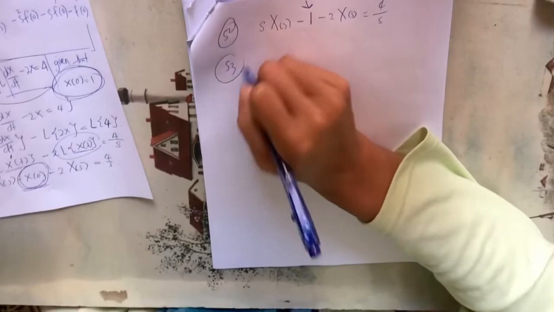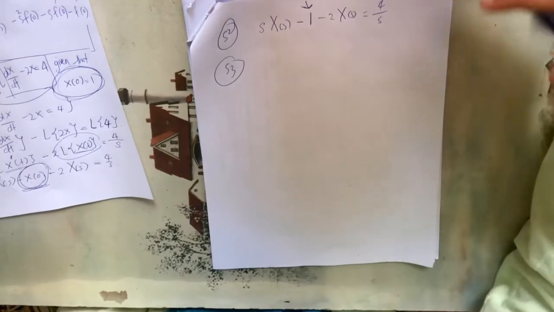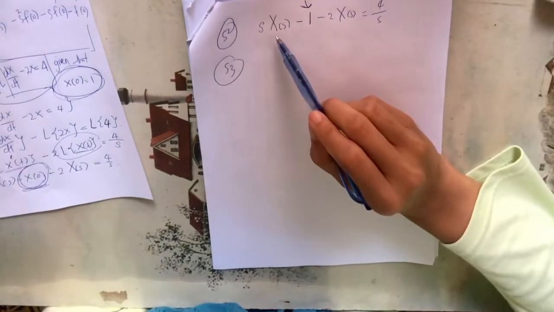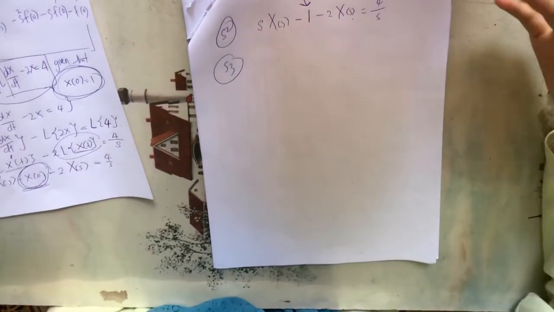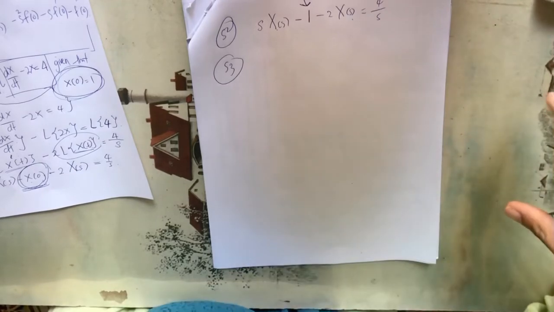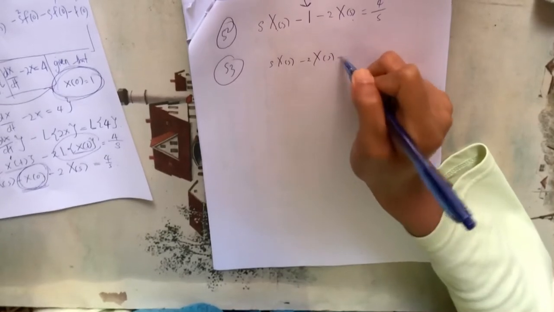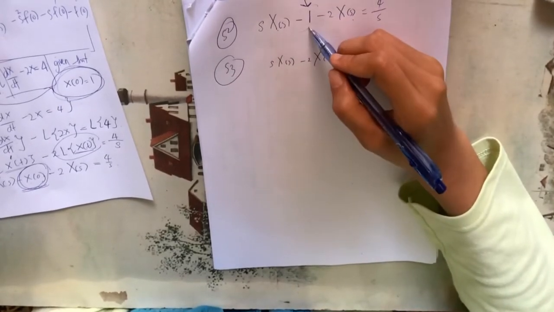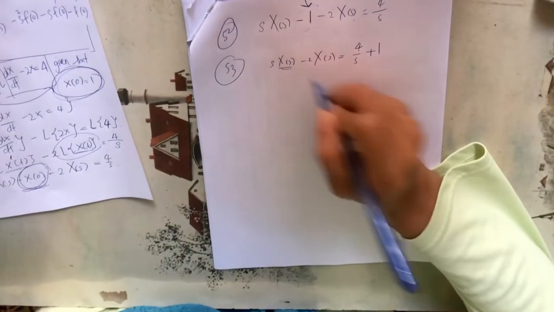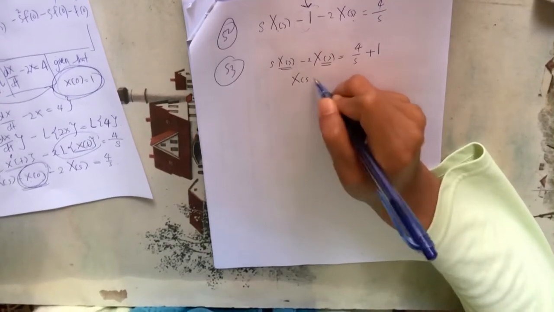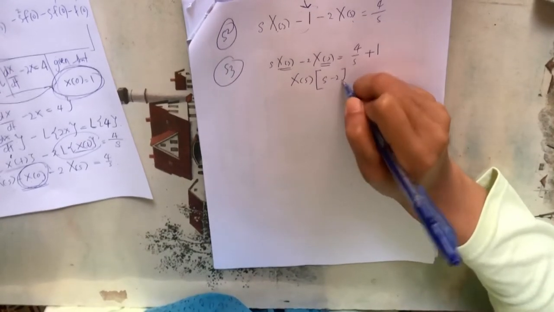Step number 3 is rearrange the Xs. Now it's not Fs, it's Xs. So we rearrange. You can see that this is Xs, this is Xs, this is constant. So I will rearrange this equation: 4 over S here, and then this constant I will bring to the right hand side, it becomes plus 1. Then you can see this is the same as Xs, so you must factorize your Xs, and then you will get this.